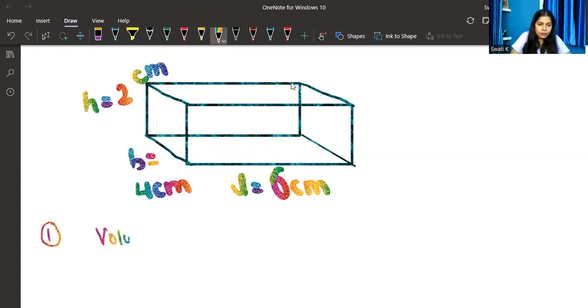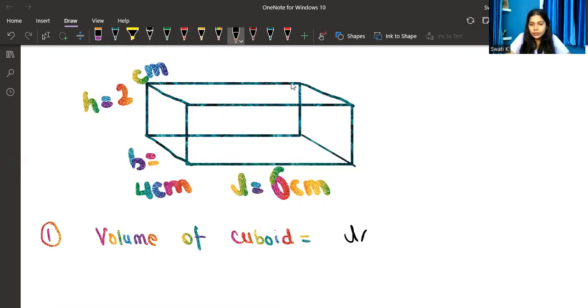So we have to find out the volume of this cuboid. Of course, for the volume of this cuboid, we are going to use the formula that we have already written, and that is length into breadth into height, right? So the length here is 6, breadth is 4, and height is 2. So 6 times 4 is 24, 24 times 2 is 48. It's as simple as that. And remember, it is not area, it is volume. So the unit will be centimeter cube.